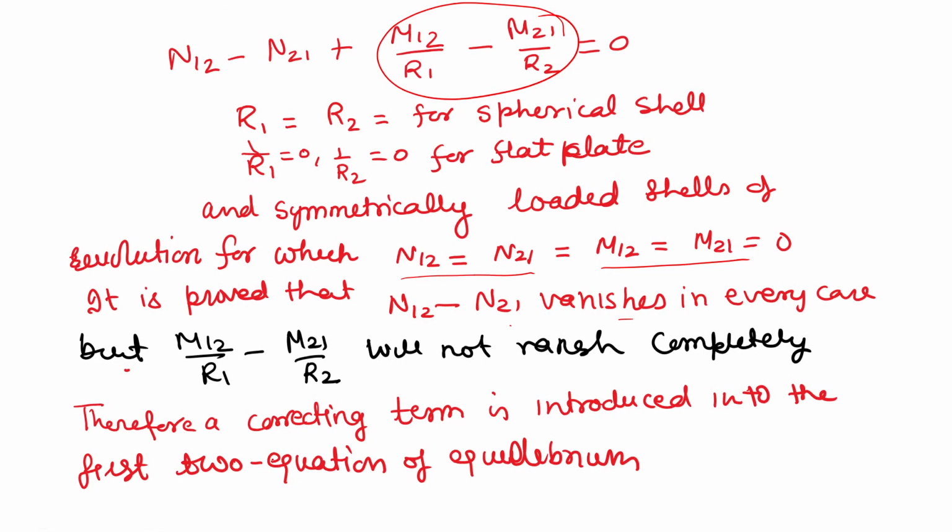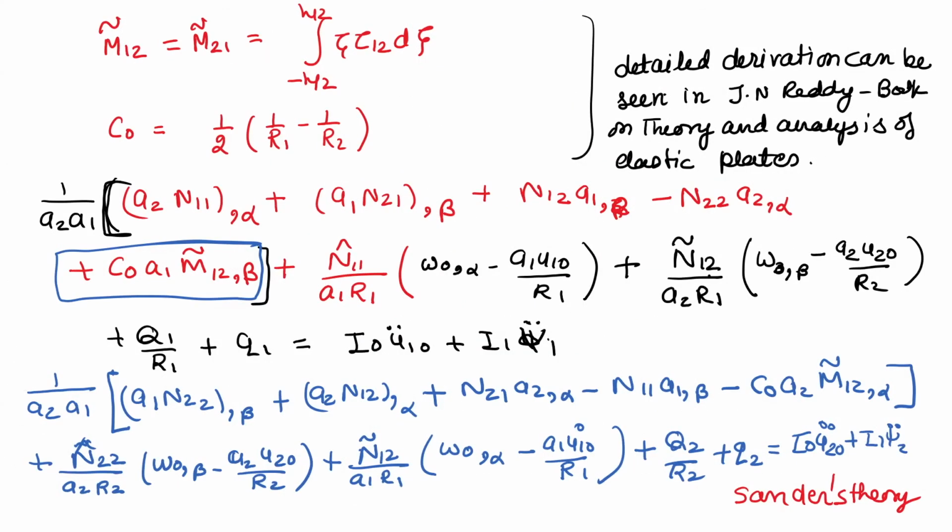So, a correcting term is introduced into the first two equations, our basic governing equations number 1 and number 2, to which we have to add some correcting terms. The procedure is given in most of the thin shell theory books. I have just written what that extra term is. For the detailed derivation, one can see a very recent book by Junuthula Reddy, or Harry Kraus's book, and other shell theory books also.